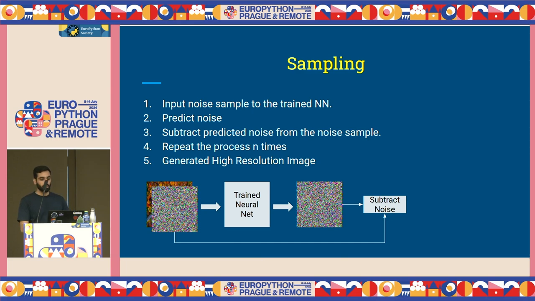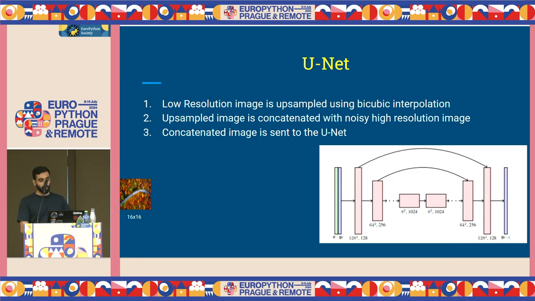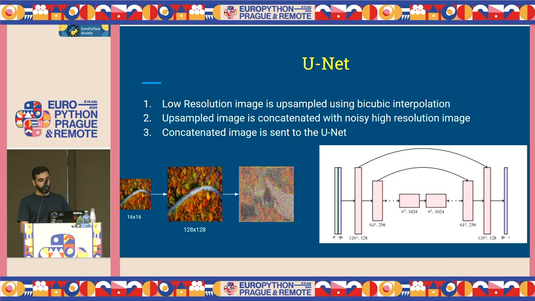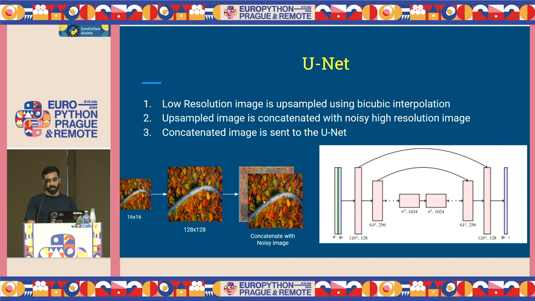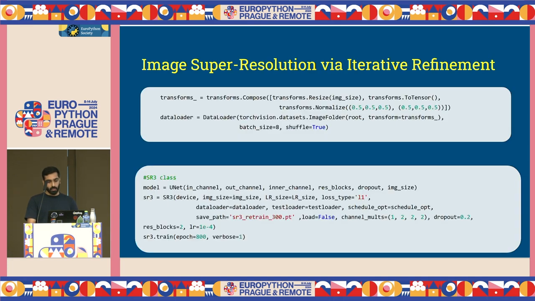Now, how can we use it to increase the resolution? We can concatenate a low resolution image to a noisy image. So here we have a low resolution image, like 16 by 16. We upscale it with the help of an interpolation method to match the resolution of the original image. And after that, we concatenate it with a noisy image. Then we pass it to a UNET neural network. So this is how we can fine tune a super resolution model for our data set. There are different approaches like DDPM or SR3.